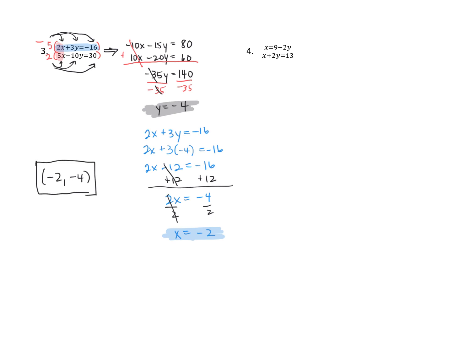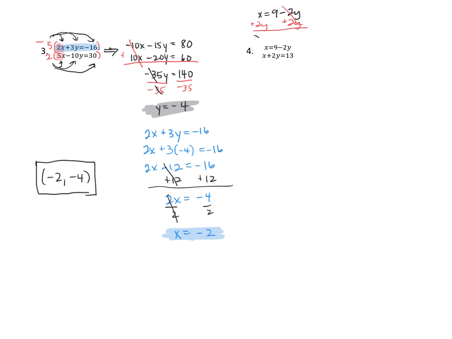And so what I want to do for the elimination method is I really like the equations to be in standard form, meaning the x and the y are on the left, and then the constant is by itself on the right. So that first equation, I need to adjust it. So I have x equals 9 minus 2y. I want to move that 2y over to the left.